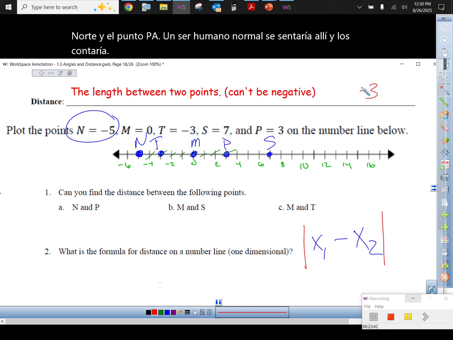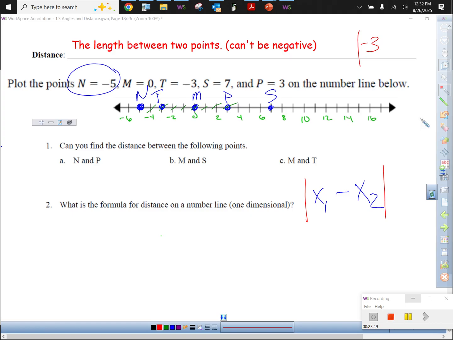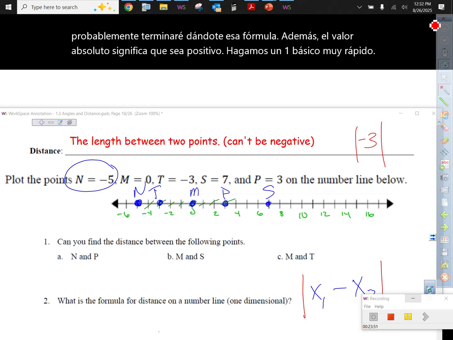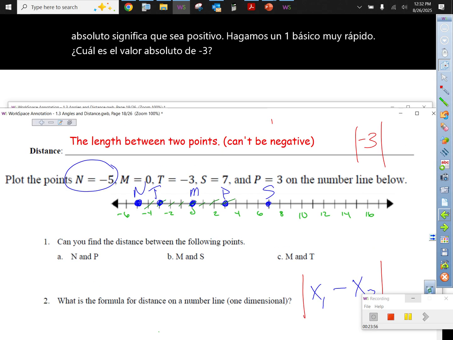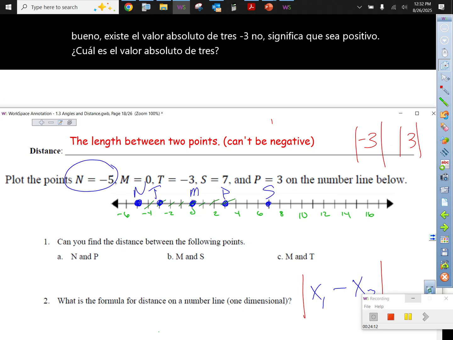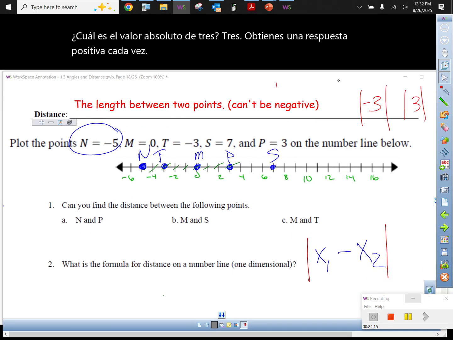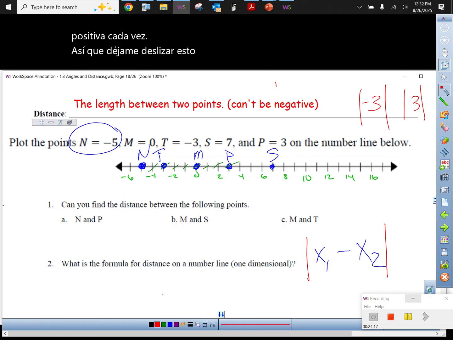Let's do a basic one real quick. What is the absolute value of -3? It is a positive 3. But what was tricky about it back in the algebra days is if I had a positive number inside of there, people thought you're supposed to change the sign of it all the time. It's like, well, is the absolute value of 3 -3? No, it means make it positive. What is the absolute value of 3? 3. You get a positive back every time. So let me slide this back up. So to find the distance from N to P, here's our last bit of language for the day and symbolism.